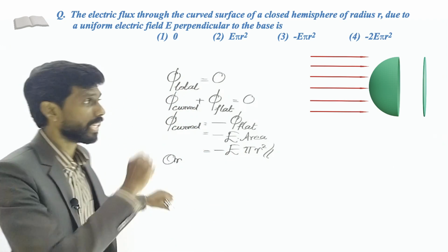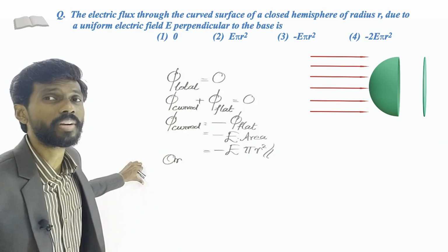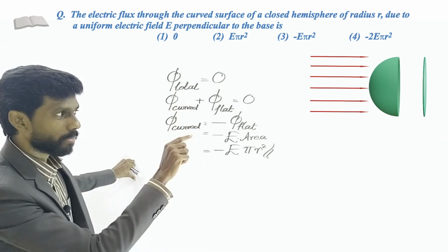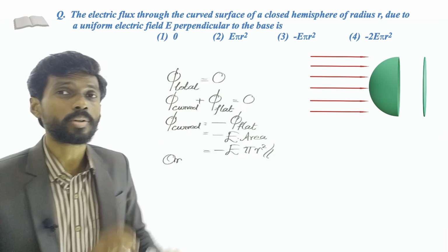But that is not the case with the curved surface, because the curved surface is not perpendicular to the electric field lines. At one point this line is perpendicular, right? But at the other points this curved surface is not perpendicular to the electric field lines.